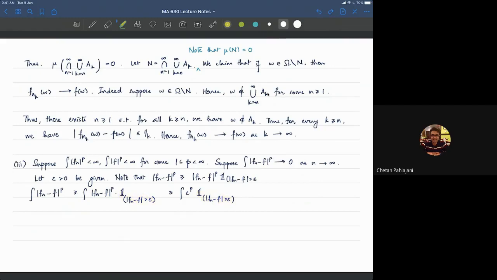Okay, and now let's look at what we have here. So this is going to be simply epsilon to the p, and then I'll have mu of absolute value of f_n minus f greater than epsilon. Okay, so let's see what we have. Thus, mu of absolute value of f_n minus f greater than epsilon is going to be less than or equal to 1 over epsilon to the p times the integral of absolute value of f_n minus f to the p. Now remember here epsilon is fixed, okay?